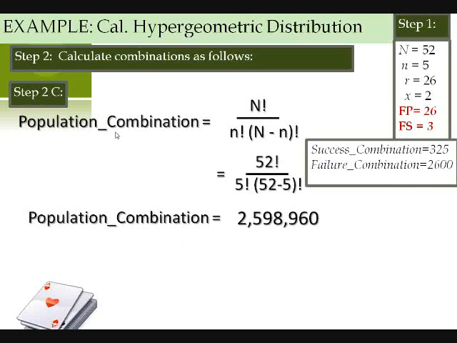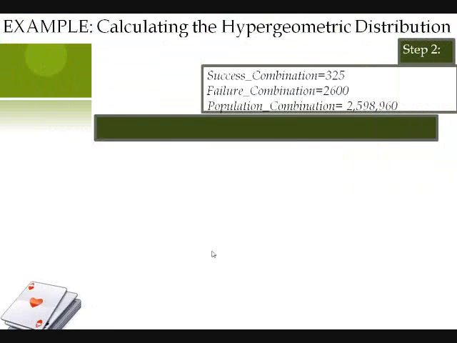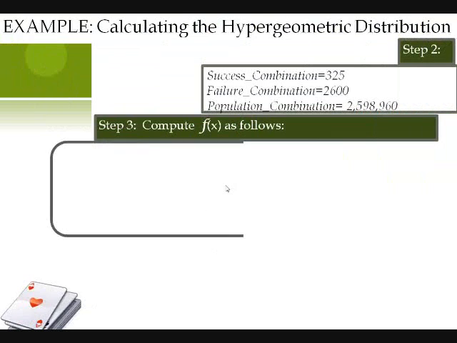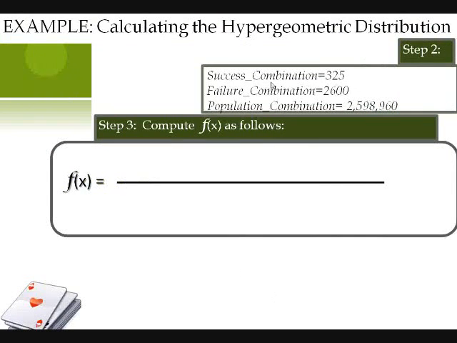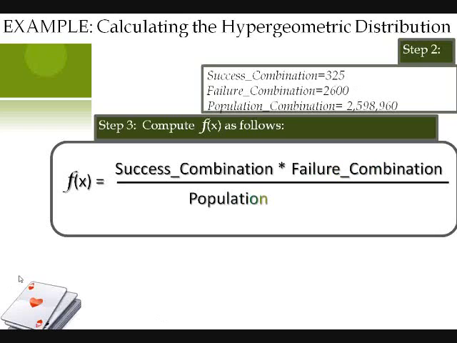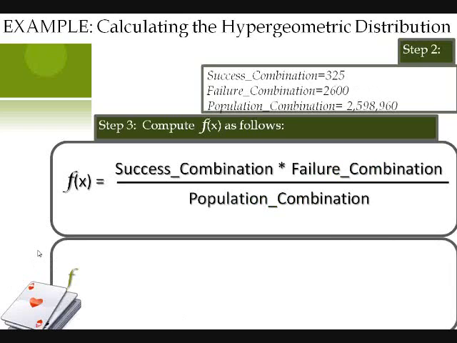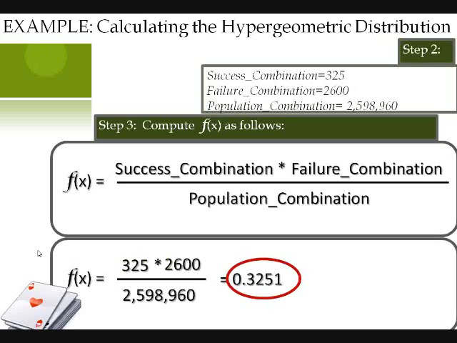And finally my population combination, and you can see this is a fairly big number, but that's okay because in the end all I have to do, now that I have those 3 values, is plug and chug, and I should come up with 0.3251, or basically a 32.5%.